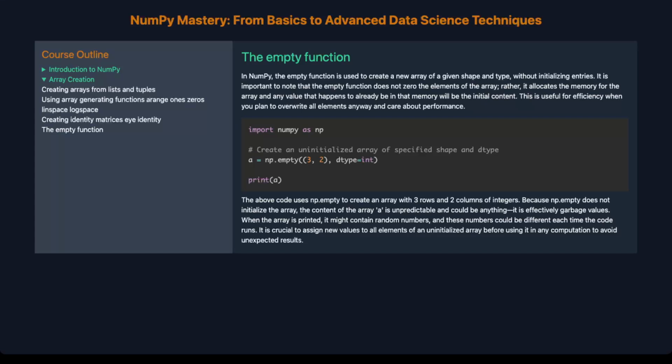The above code uses np.empty to create an array with 3 rows and 2 columns of integers. Because np.empty does not initialize the array, the content of the array A is unpredictable and could be anything. It is effectively garbage values. When the array is printed, it might contain random numbers, and these numbers could be different each time the code runs. It is crucial to assign new values to all elements of an uninitialized array before using it in any computation to avoid unexpected results.